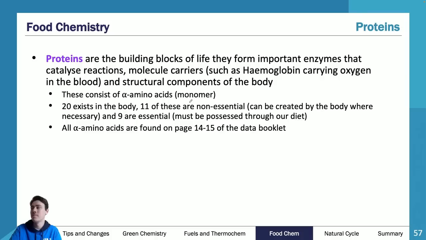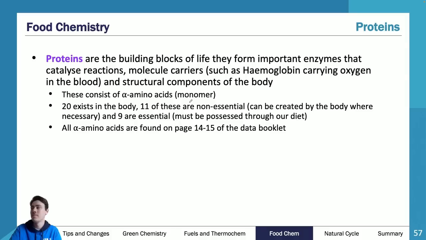But proteins are found in everything. They are the building blocks of life. And that's why even when you're having a protein shake, sometimes your body just uses the protein elsewhere, because protein is everywhere in your body. They form important enzymes, to molecule carriers, such as hemoglobin carrying oxygen in the blood, to structural components of your body. These consist of alpha amino acids.